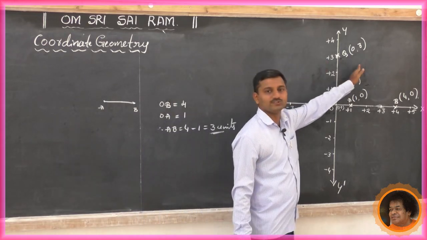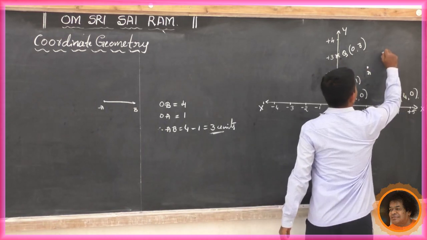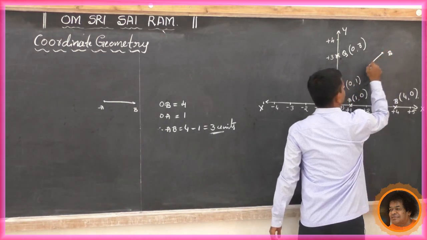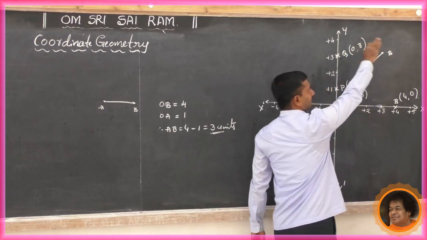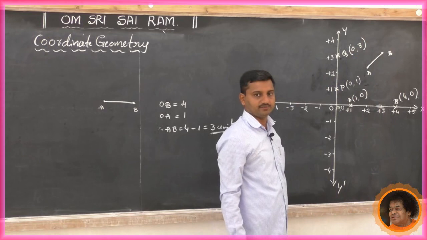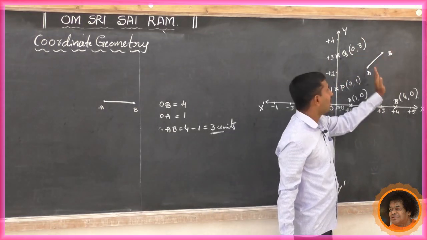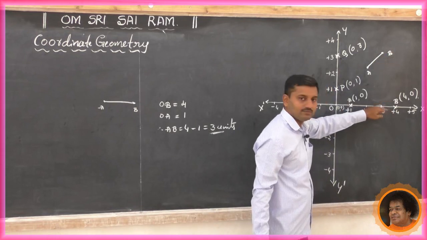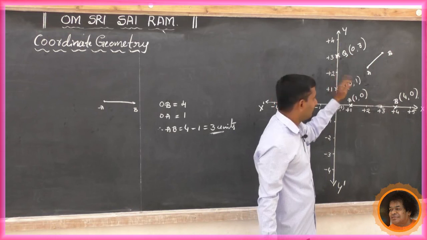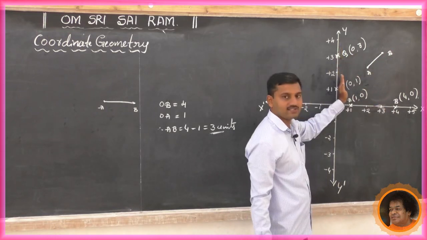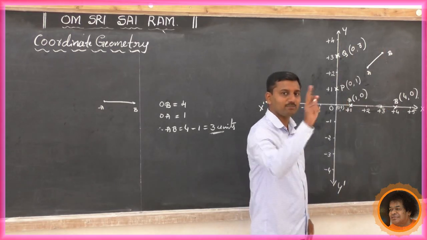For this we use the Pythagoras theorem. Consider points A and B located on the Cartesian plane, where line segment AB does not lie on the x-axis or y-axis, and is not parallel to the x-axis or y-axis. But how to find the distance between A and B? By using the Pythagoras theorem.